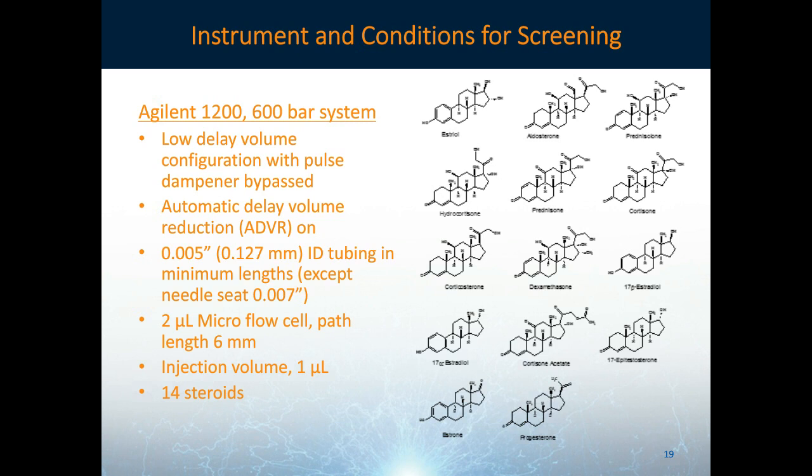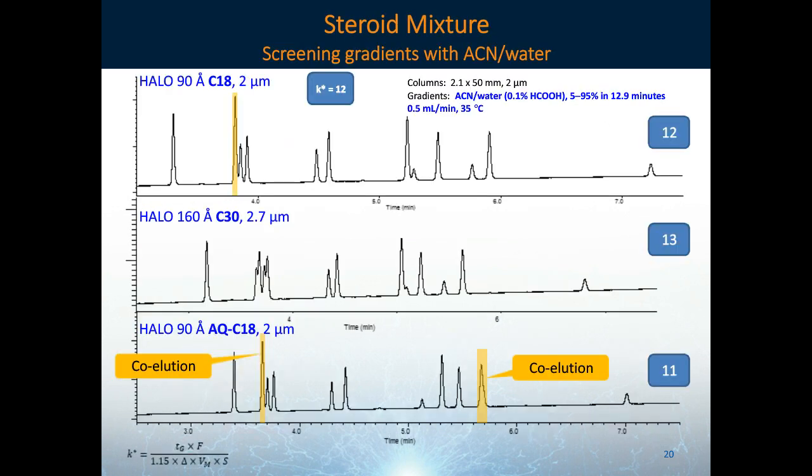We swapped out for a smaller flow cell. In this case, we used the 2 microliter flow cell with a path length of 6 millimeters. The injection volume was 1 microliter, and like I said, this was screening a mix of 14 different steroids. So first I'll talk about the screening results using acetonitrile and water.